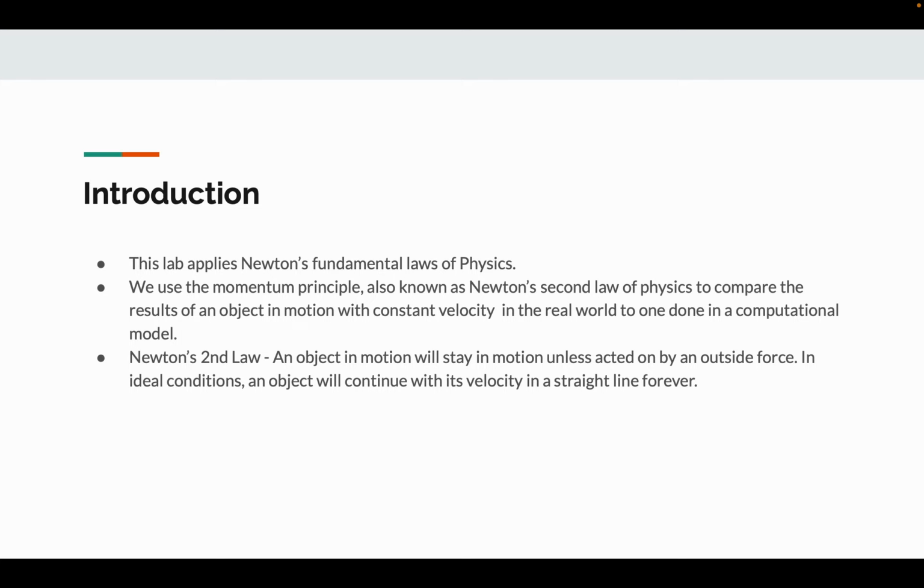Newton's second law says that an object in motion will stay in motion unless acted on by an outside force. In ideal conditions, an object will continue with its velocity in a straight line forever. This also means that an object with zero net force acting on it will have no acceleration or deceleration.